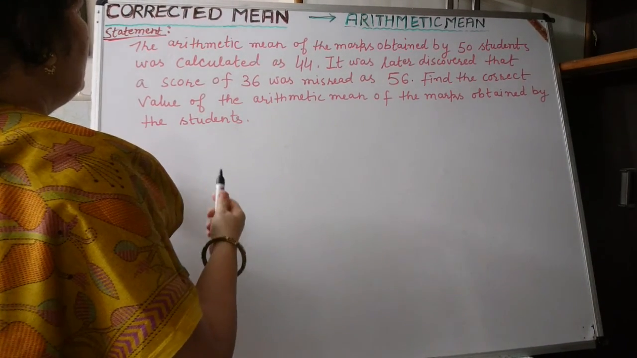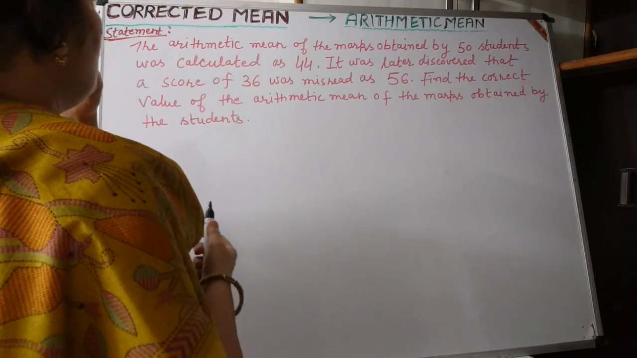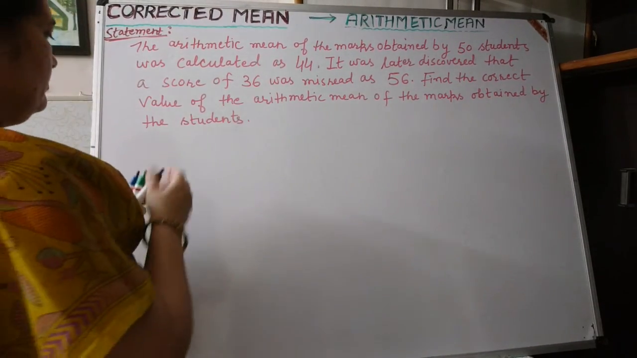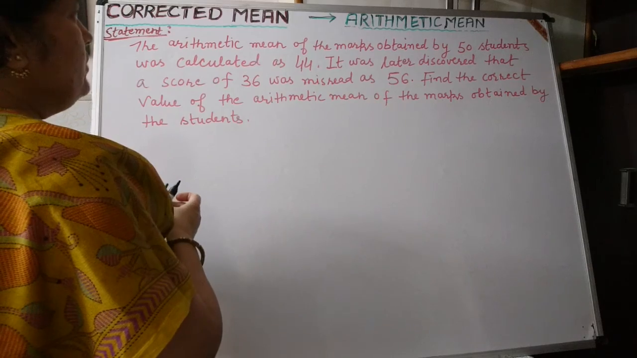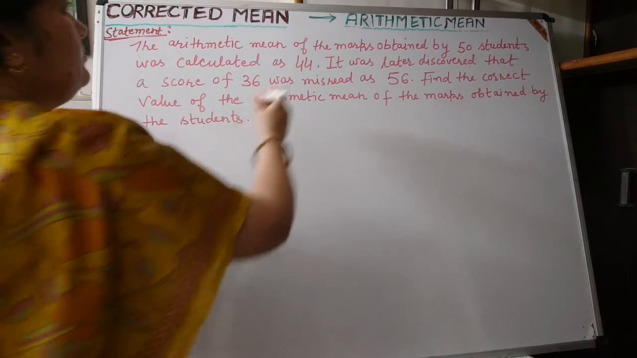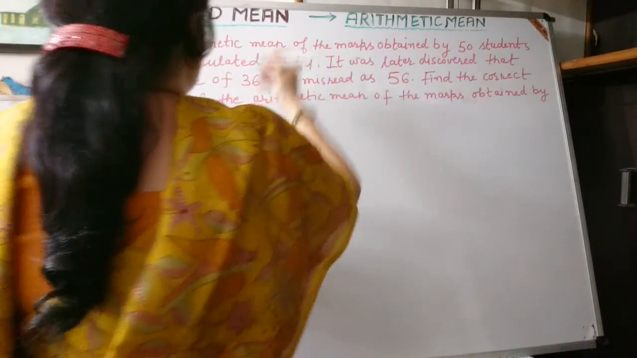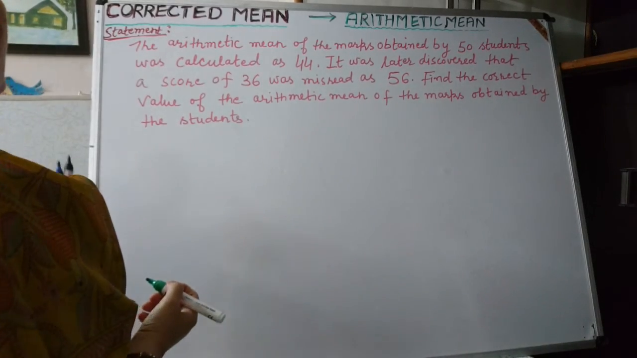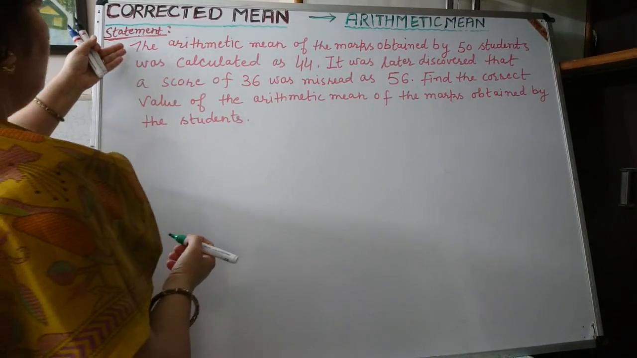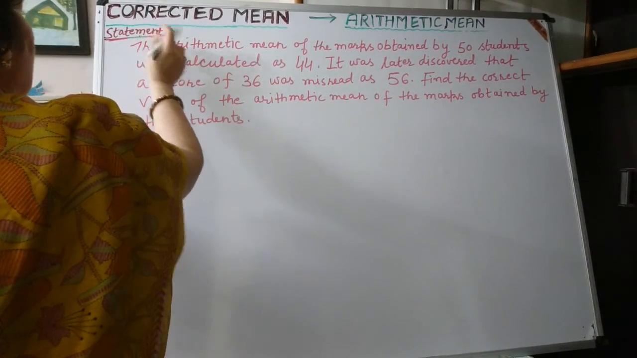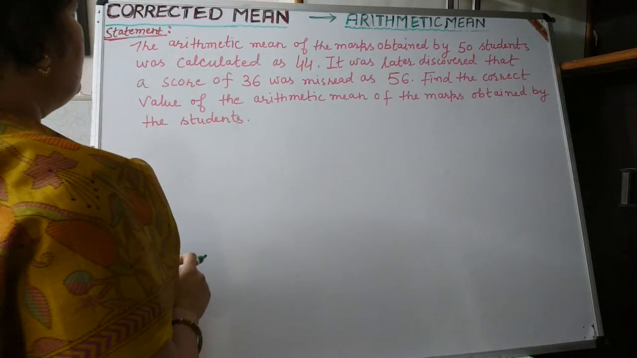Again we are with another assignment of corrected mean. Already we have calculated simple arithmetic mean and combined mean. So with regard to corrected mean, let us see what is given in the statement.